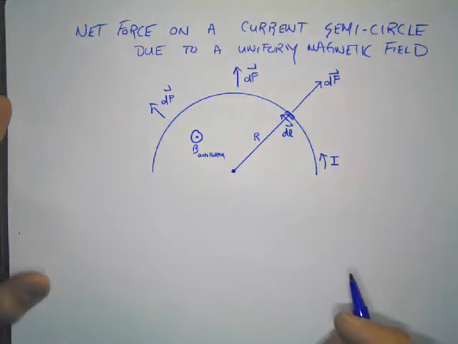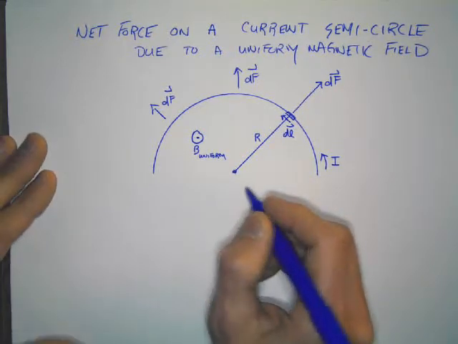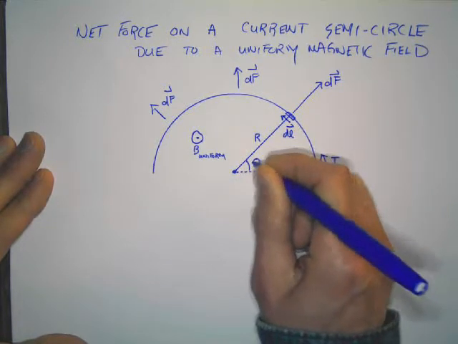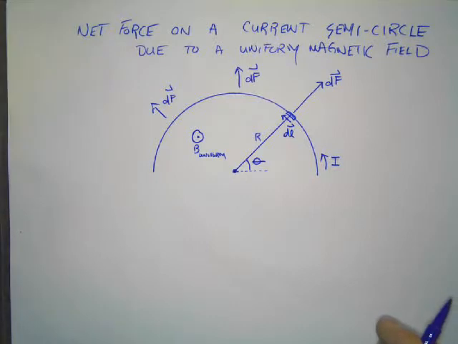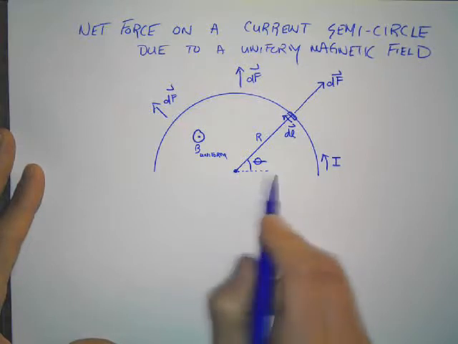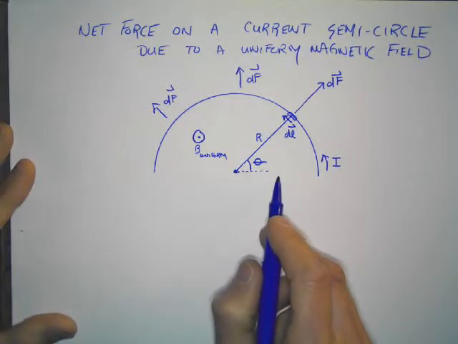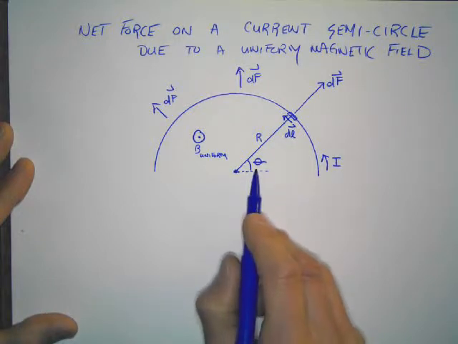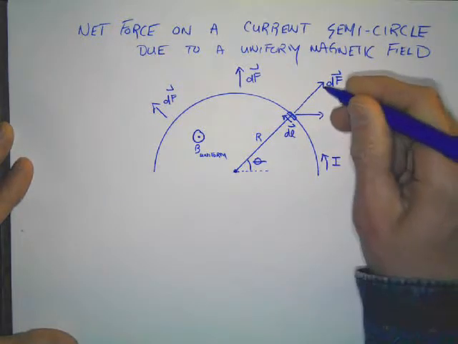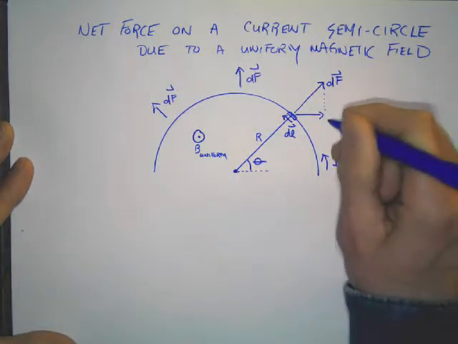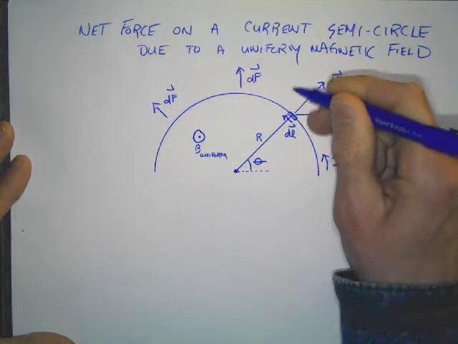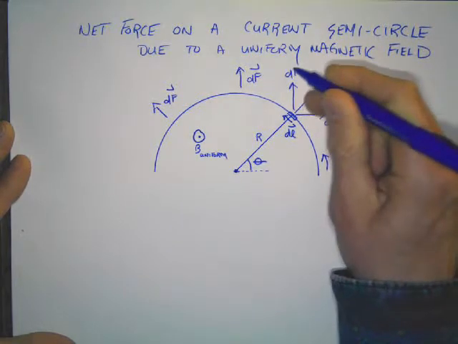Okay. Now, to do the rest of the integration, we have to actually specify some additional parameters here. We're going to indicate an angle theta right here, and theta is going to be the angle that the radius makes with respect to the horizontal. Okay, so that is important. Once we can put this theta in place, we can now break df into its components. We can break it into an fx component, and we can break it into a y component, dfy.